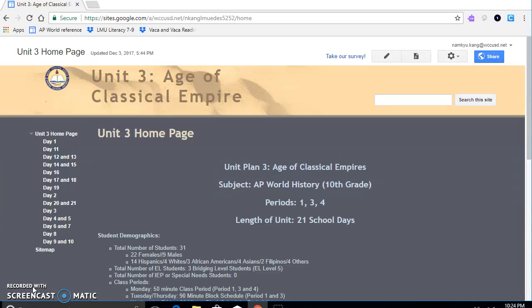Now, if you teach world history, you should know that classical empires are often dubbed as the golden ages of the world. So these are empires such as Han China, Mauryan India, Persia, Greece, and Rome, and they all achieved some historical, cultural, technological achievements that influenced the world that came after them.